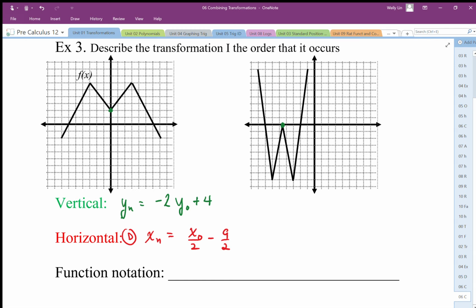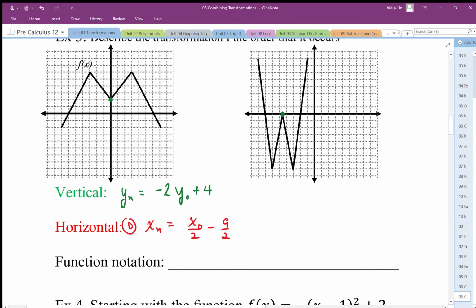I want to put it into function notation though. This is where the backwards happens. I now have to undo this calculation to put it into function notation. Okay, so my notation then is going to look like this. I'm going to times by 2 first. So I'm going to end up with x to the n, and then I'm going to add 9 after.